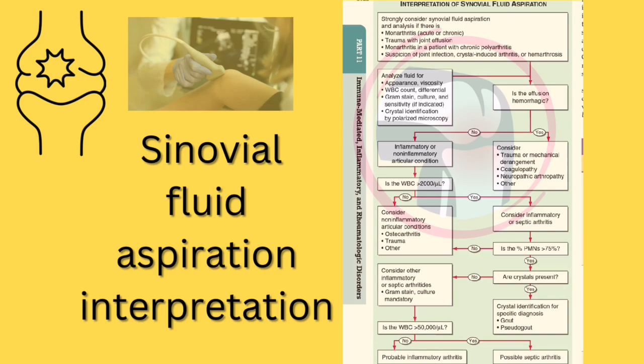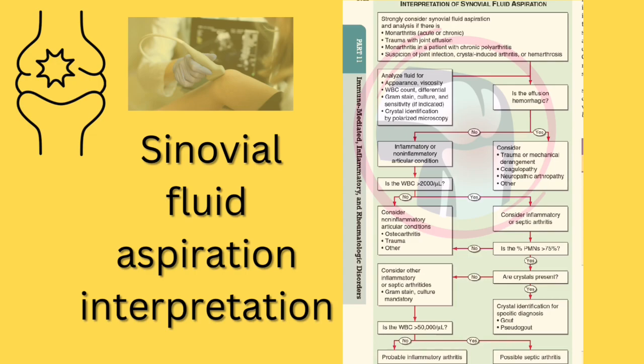But if there are no crystals, but there is a high WBC count more than 2000 and neutrophils more than 75%, then we will have to think of an infective or inflammatory cause. But if it is less than 2000, or more than 2000 but neutrophils less than 75%, then we can think it is a case of osteoarthritis, a traumatic condition or other non-inflammatory condition. So if there are crystals, we know it is gout or pseudo gout.